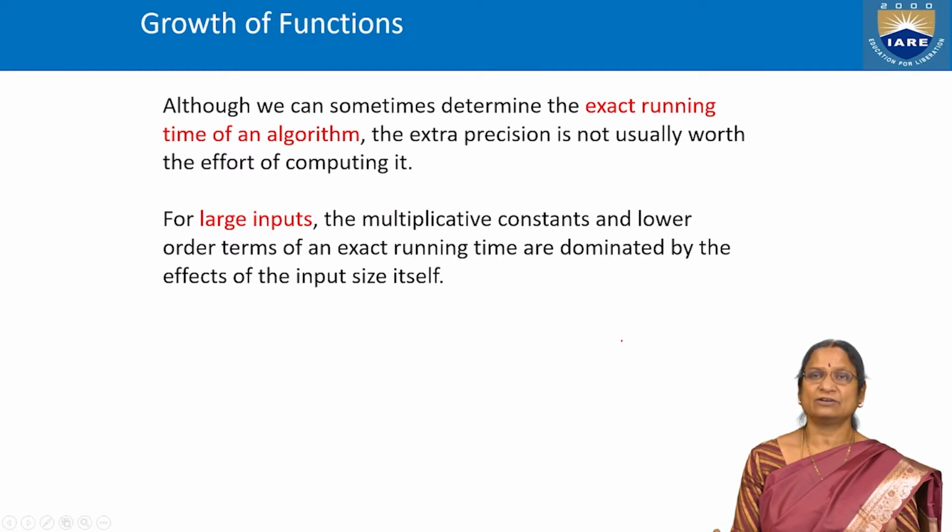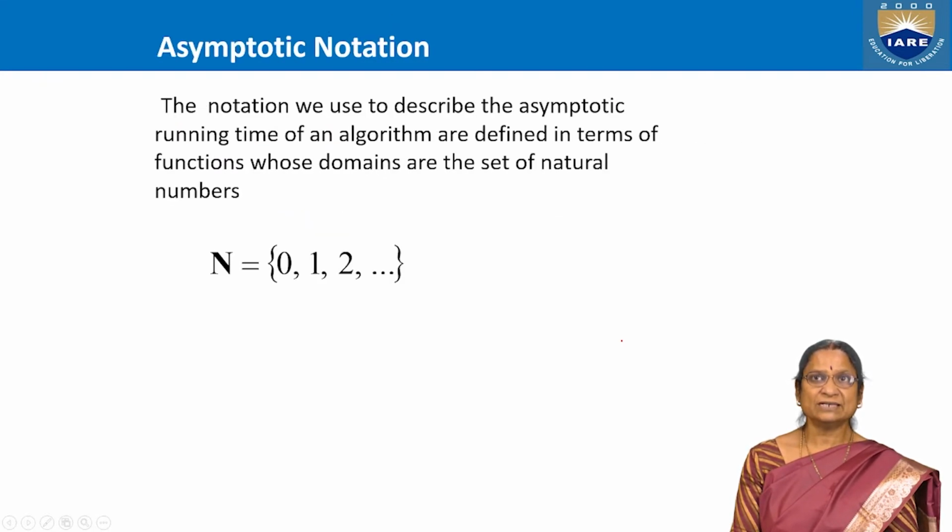That is, if n keeps increasing, what happens to our analysis? For this purpose, we will use growth functions. Sometimes we can determine the exact time taken by a particular algorithm to give a solution, but the extra precision is not really needed. Specifically for large inputs, the multiplicative constants and the lower order terms of an exact running time are dominated by the effects of the input size itself. So we have to consider how the time or complexity function grows as the size of the input grows.